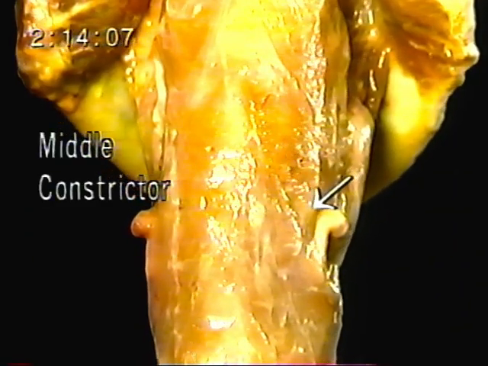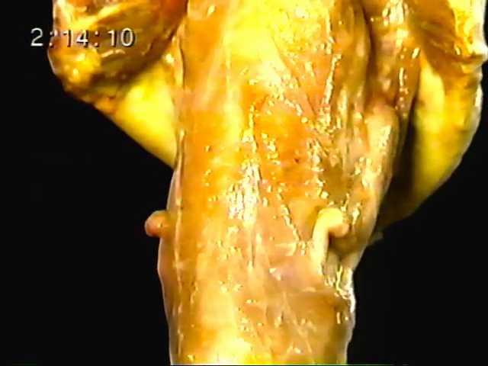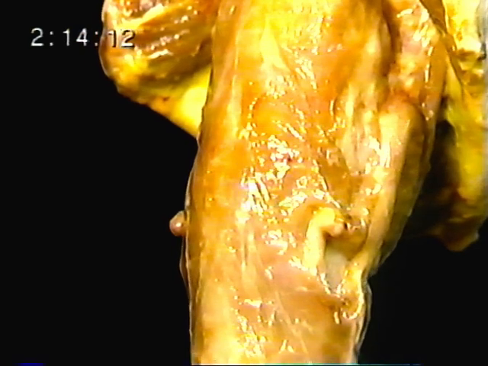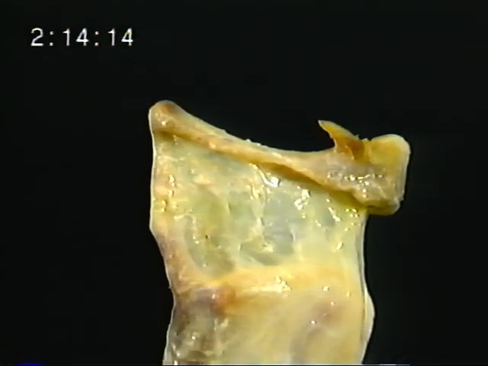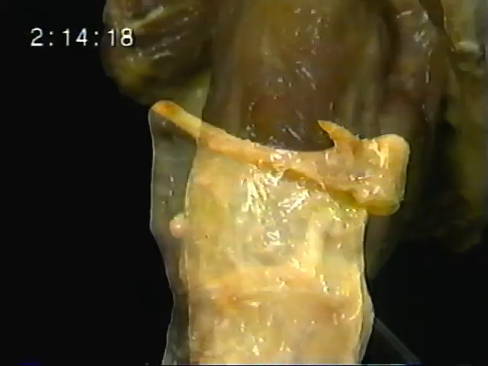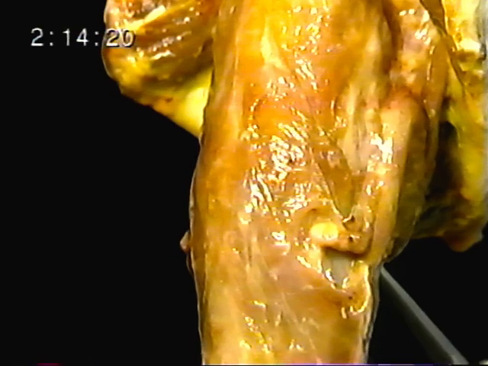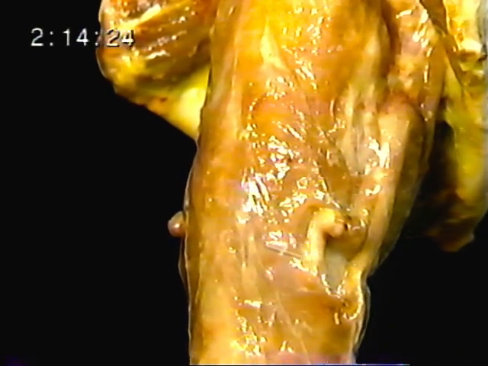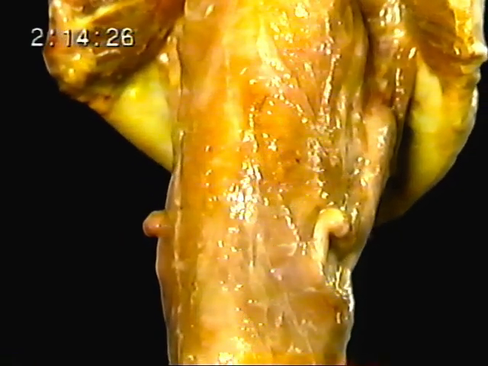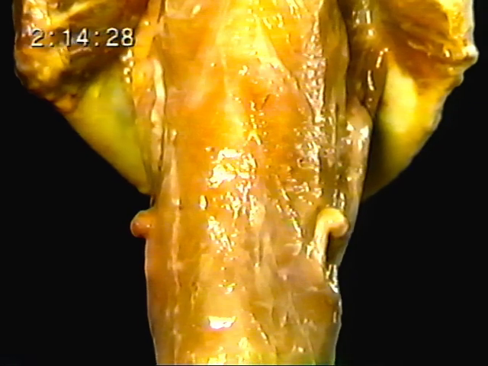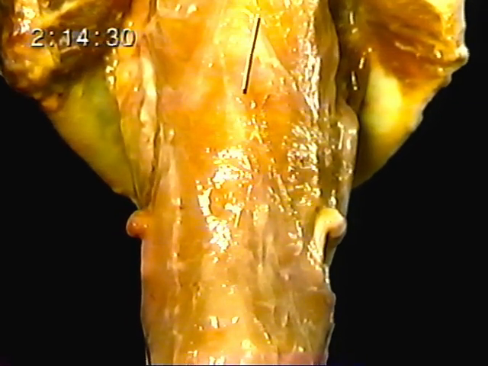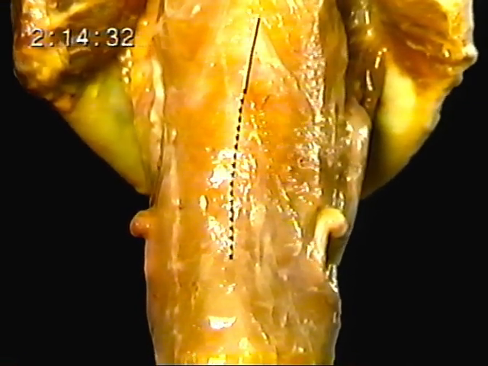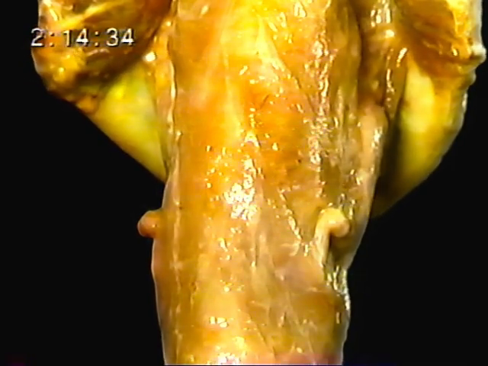Here's the middle constrictor. It's a thicker muscle. The middle constrictor arises from the lesser horn and the greater horn of the hyoid bone. Here's the tip of the greater horn of the hyoid bone. Here's the edge of the lateral thyrohyoid ligament. The fibers of the middle constrictor fan out, meeting with those of the opposite side, from here down to here, inside the inferior constrictor.